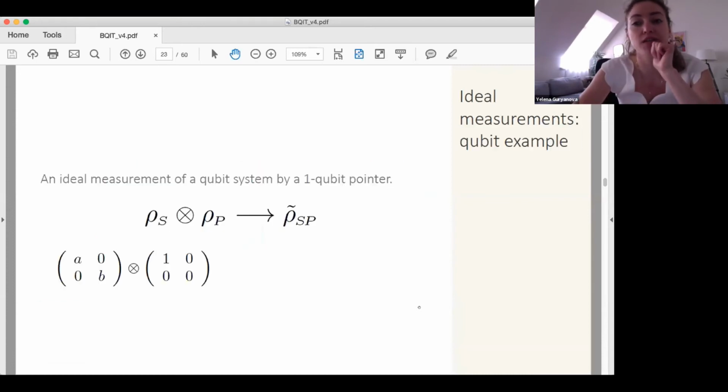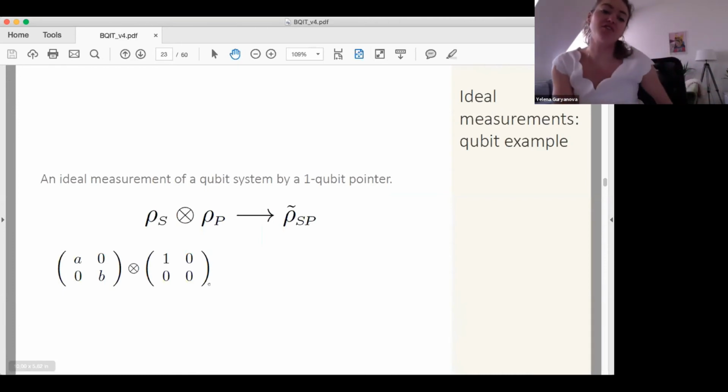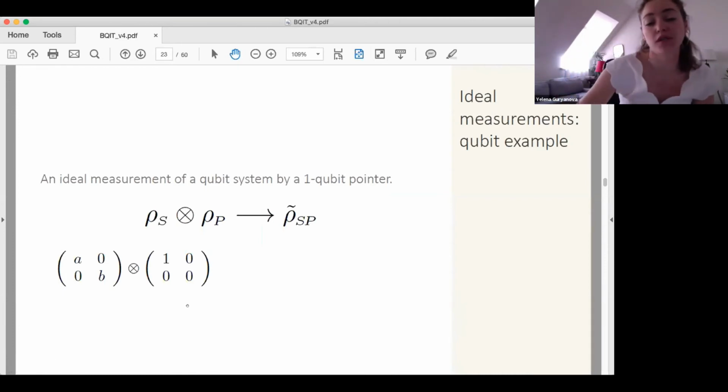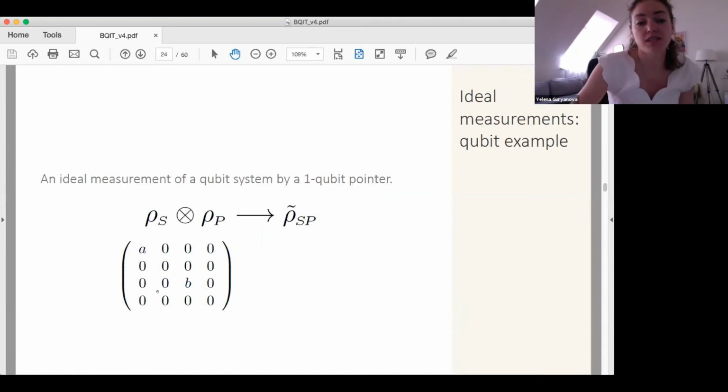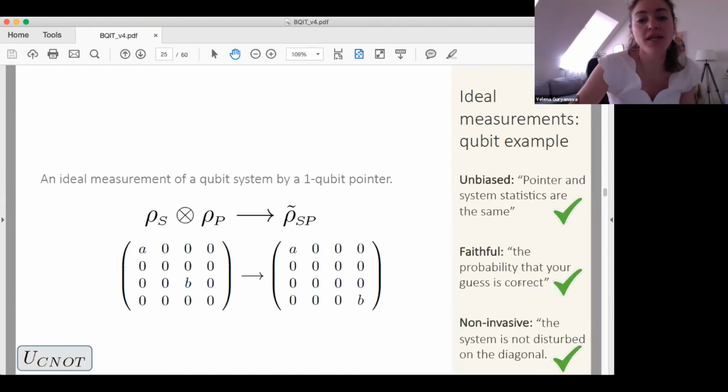Okay, good. So let's do a really quick example of an ideal measurement of a qubit system by a qubit pointer. Here's a system, here's a pointer. I chose a diagonal system, coefficients A, B. I didn't have to, I could have put some coherences, but I was lazy. And I've chosen this pointer in the pure state, in the ground state 0. So that's clearly this matrix here. And what I do is I apply a CNOT, and I get this other post-interaction state, rho tilde.